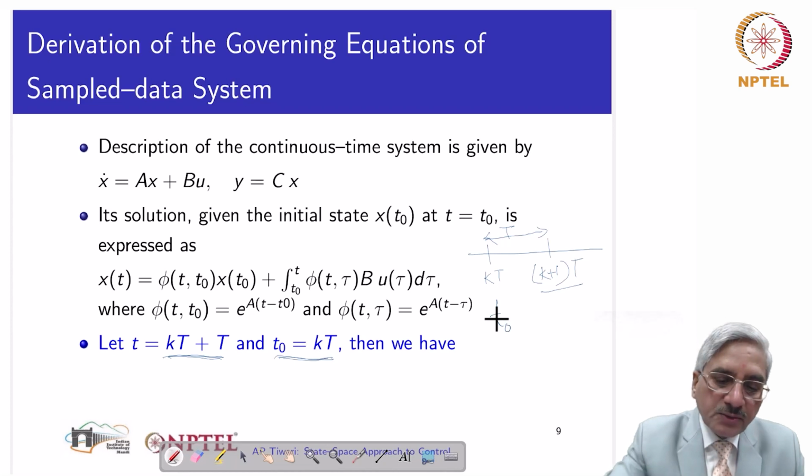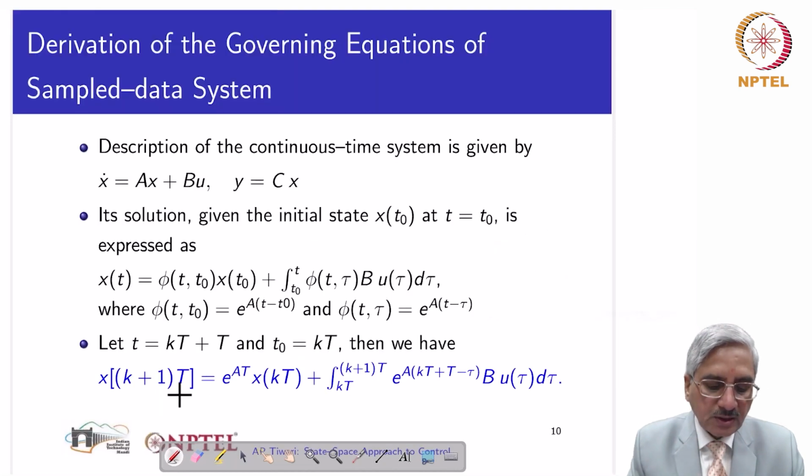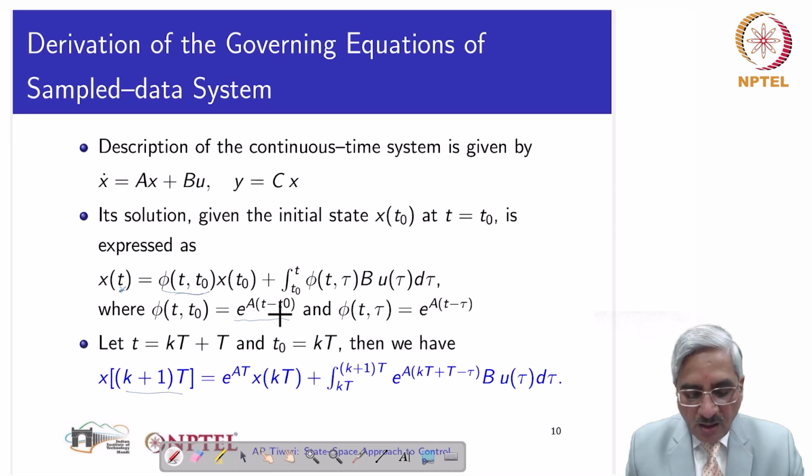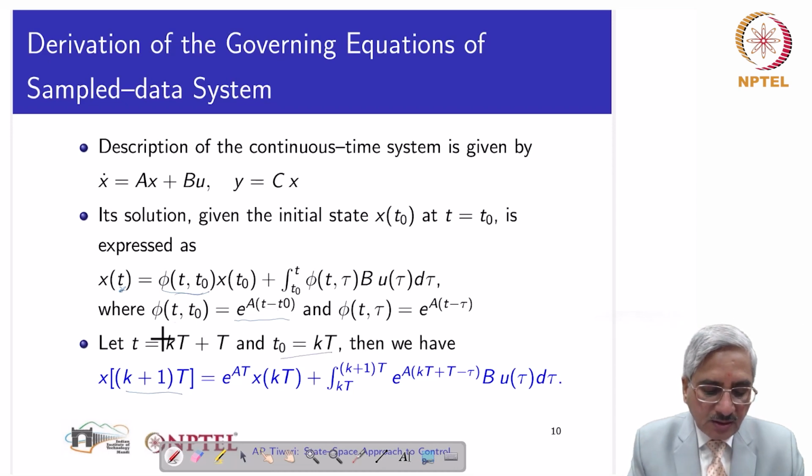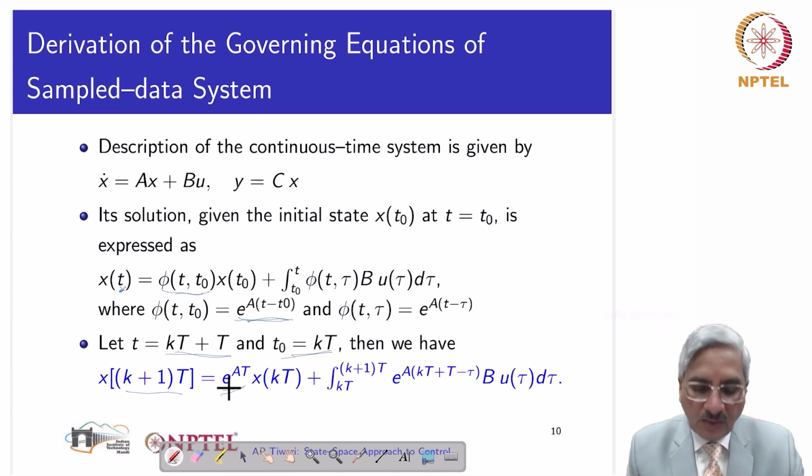So if we do that substitution, we will obtain this one. x(t), this t becomes (k plus 1)T. So x at (k plus 1)T equals this phi(t, t0), because it is e power A(t minus t0), and t0 is kT and t is kT plus T. So t minus t0 will be just T, and so e power A(t minus t0) with these substitutions will be e power AT. And this x(t0) is x(kT).